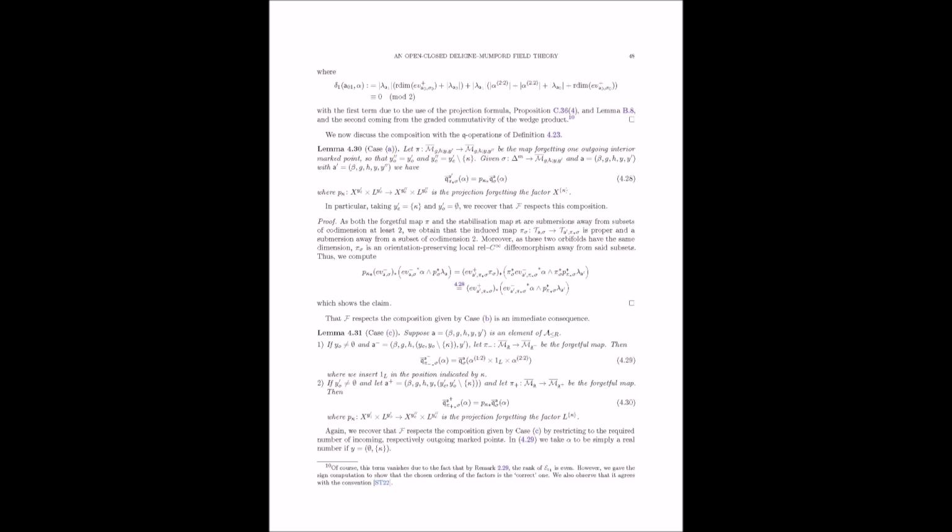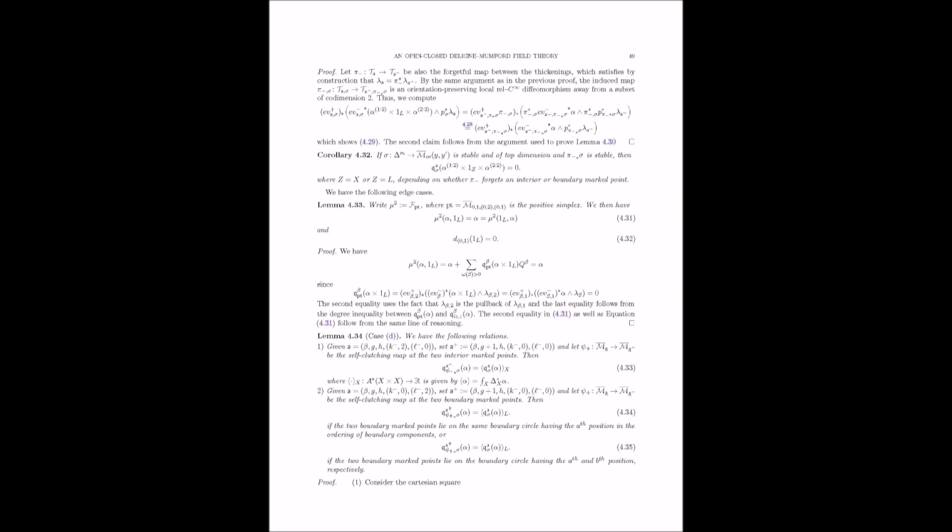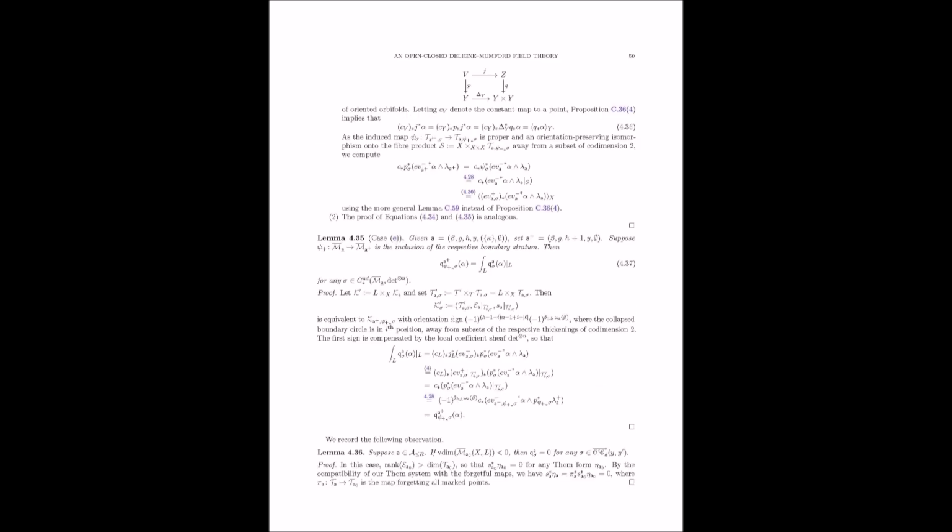Why are these concepts so important? Orientation is crucial because it ensures consistency as we move around the moduli space. Think of it like choosing a consistent way to define clockwise and counterclockwise on a surface. Clutching maps, on the other hand, are the operations we use to glue surfaces together along their boundaries.